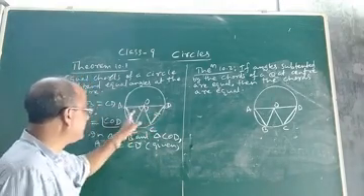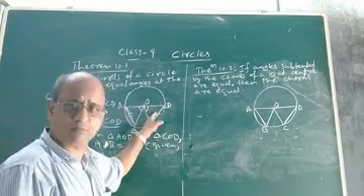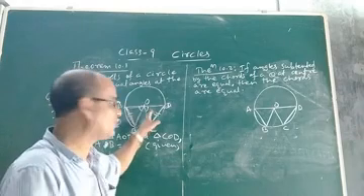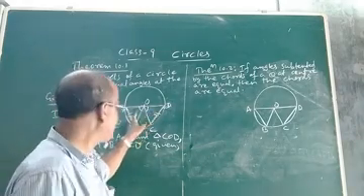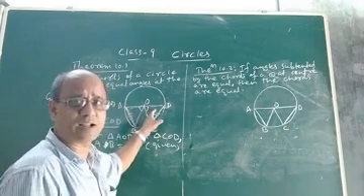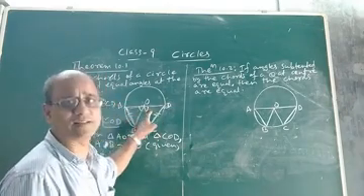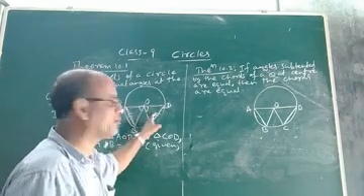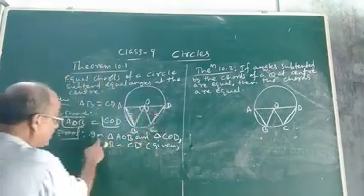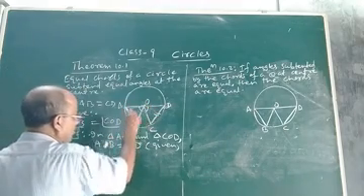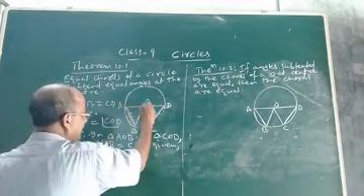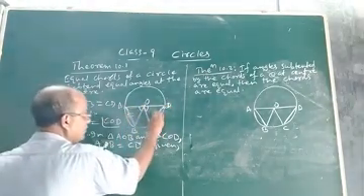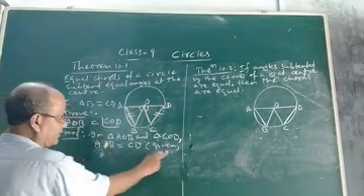Now how to prove it? In order to prove that this angle and this angle are equal, it will be sufficient for us to show that these two triangles are congruent. If we can prove by any means that these two triangles are congruent, automatically this angle and this angle will be equal by CPCT. So let us test the congruence of these two triangles. In triangle AOB and triangle COD, you are already given AB equal to CD.